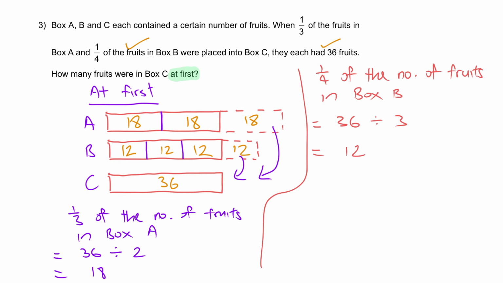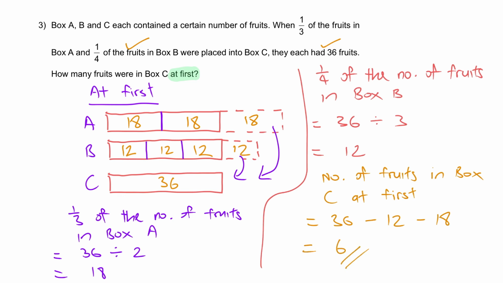And then we can finally arrive at the answer. Number of fruits in box C at first. So it's 36. We return the 12 to B and return the 18 to A. And we'll be left with 6. And that is the answer.